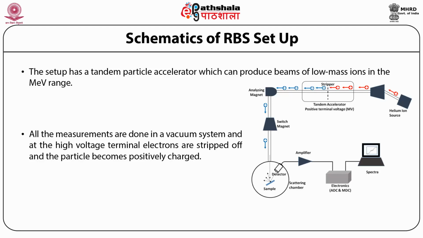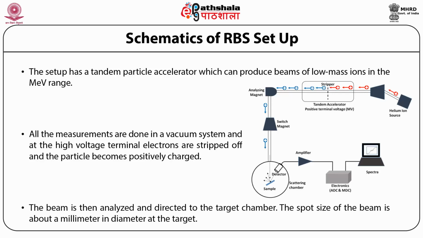Then they are repelled by the high positive voltage and increase their energy further. The beam is then analyzed and directed to the target chamber. The spot size of the beam is about a millimeter in diameter at the target.